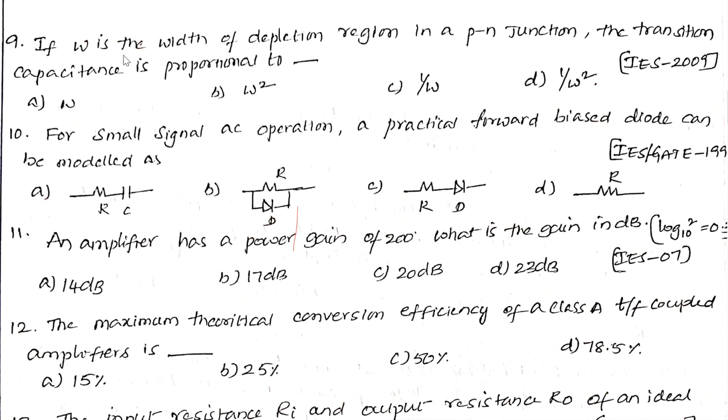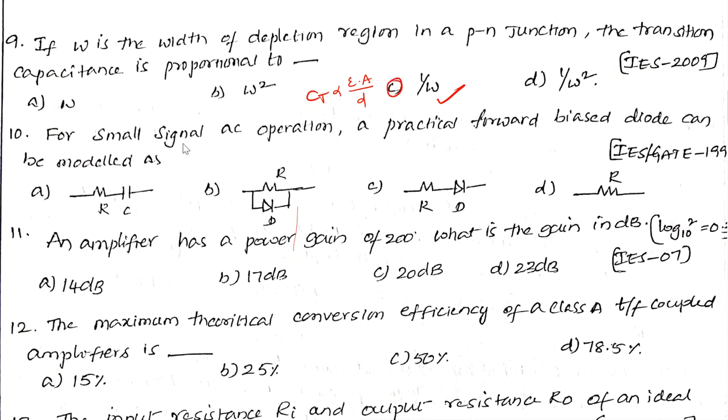The next question: if W is the width of the depletion region in a PN junction, the transition capacitance is proportional to what? So CT is proportional to epsilon naught into epsilon r into A by d here. Now here, d is nothing but the distance between the two plates, or we can say the width of the depletion region. So W is the width of the depletion region. That means the transition capacitance is inversely proportional to W, 1 by W, the width here. So answer is C here.